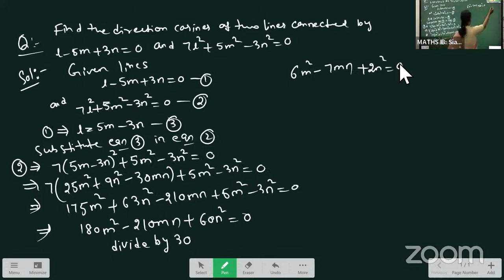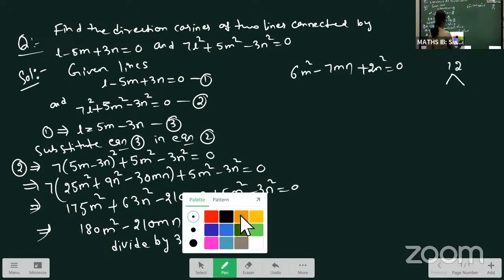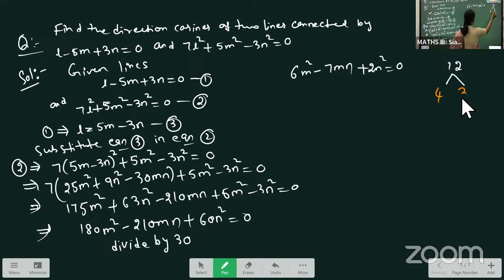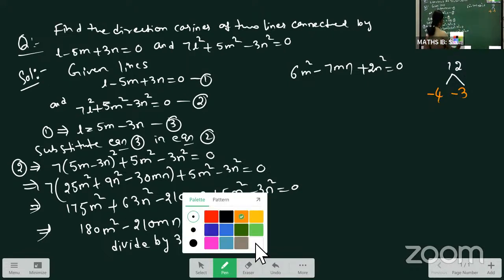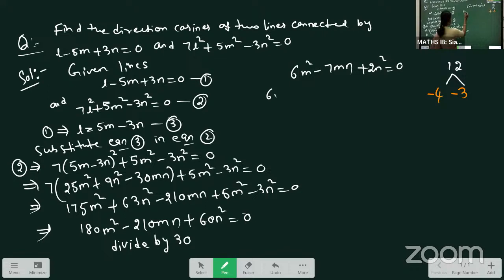So 6 twos are 12. What are the factors of 12? Different factors we have. 4 threes are 12, right? And minus 4 minus 3 is minus 7. So write it in terms of 4 and 3. So 6m square minus 4mn minus 3mn plus 2n square is equal to 0.